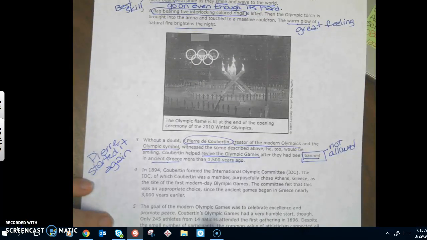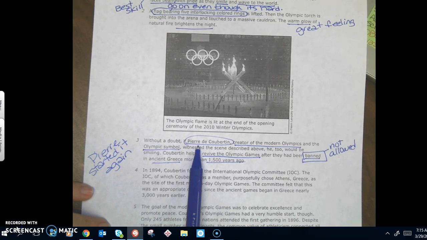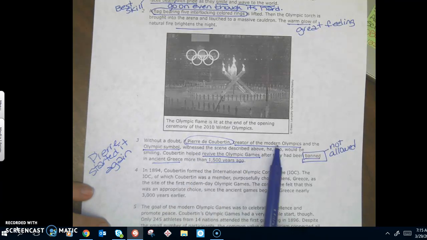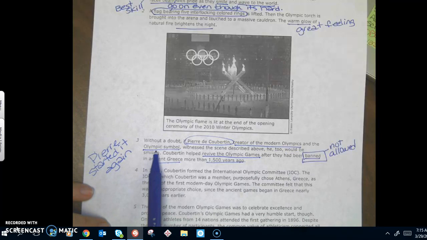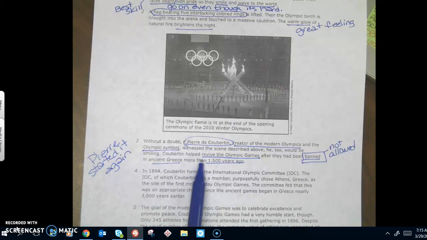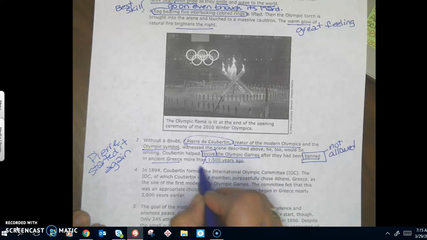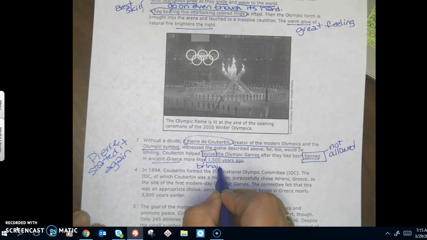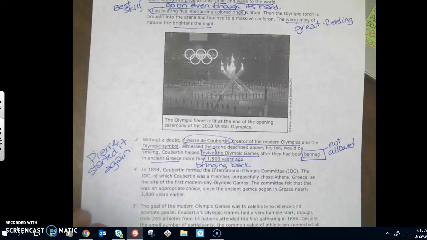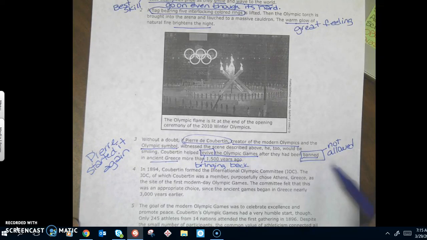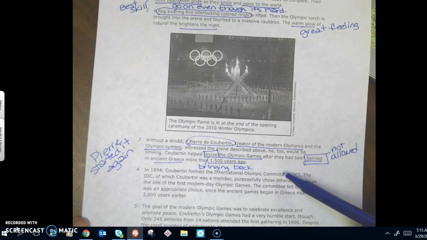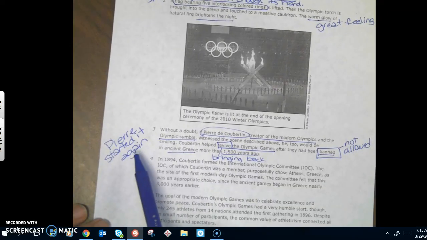Stop. Okay, so you should have highlighted Pierre's name. He's the creator of modern Olympics. That's important because he's not the originator of the first Olympics. And the Olympic symbol. He is credited with reviving, this means bringing back to life, the Olympic Games. They had been banned, which if you didn't know needed to be looked up, not allowed in ancient Greece more than 1,500 years ago. So my note here is just Pierre.